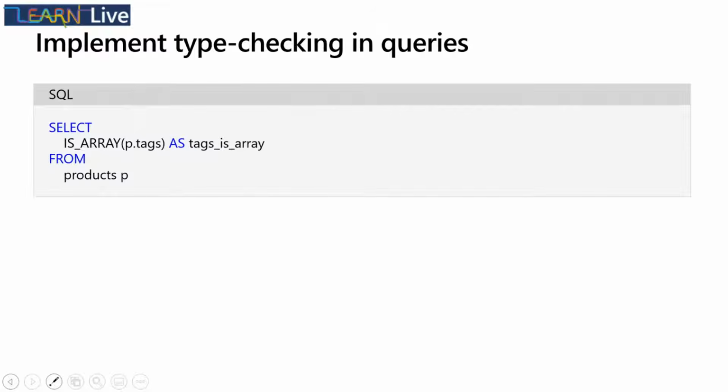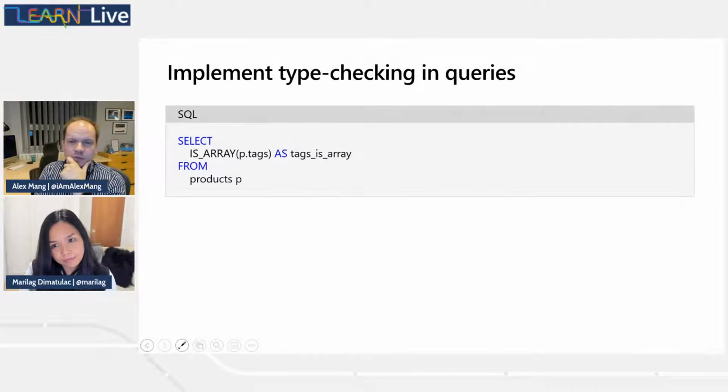There are going to be cases in which you want to, for example, verify that a given attribute is an array. Therefore, you could use this built-in type checking function called IS_ARRAY, which effectively checks if a given attribute is of type array. The reason for that is that sometimes, in Cosmos DB, as you start filling in data in your containers, they don't have to have the same schema, right? It's NoSQL.